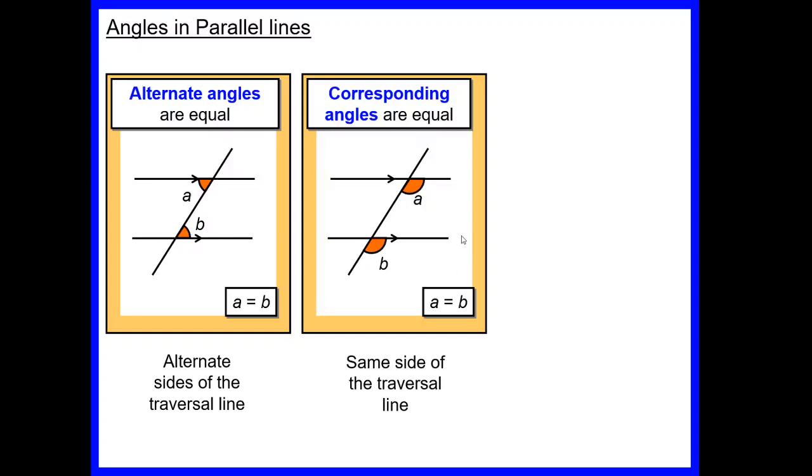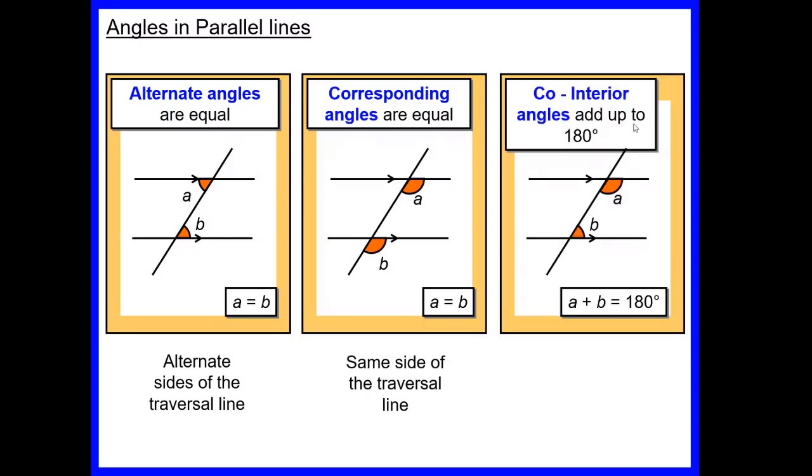So if they're on the same side of the transversal line and they're the same size, they're called corresponding angles. Now to identify those, just like we could look for a Z shape when doing alternate angles, with these we can look for an F shape. So it may be forwards or it may be backwards, but we can use this F shape to help us to identify them.